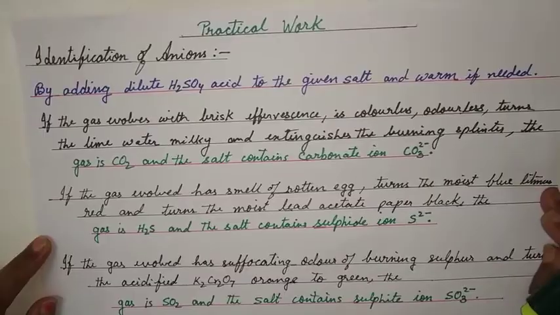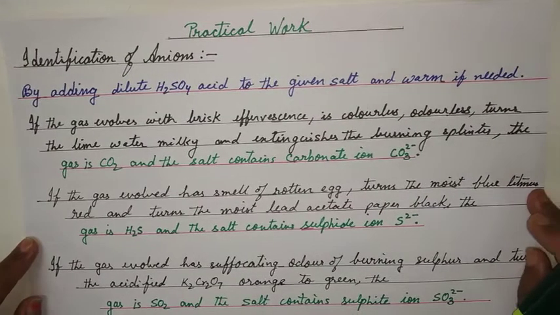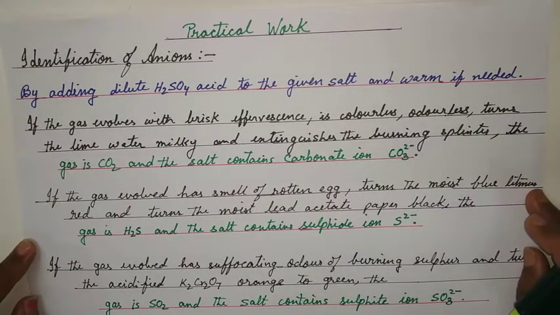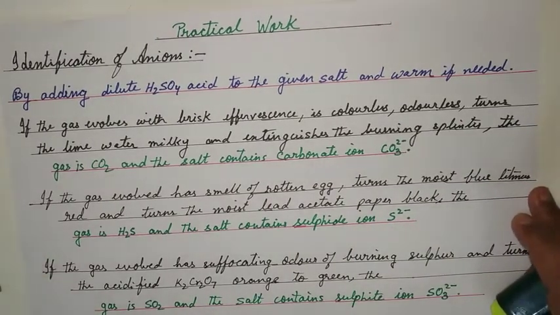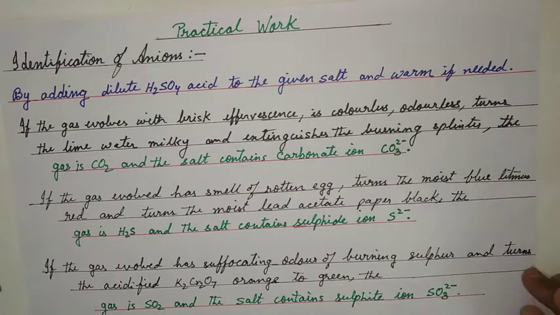Okay, so that we have done the identification of cations in the chapter analytical chemistry. We will be now doing identification of anions. Now, how do you identify?